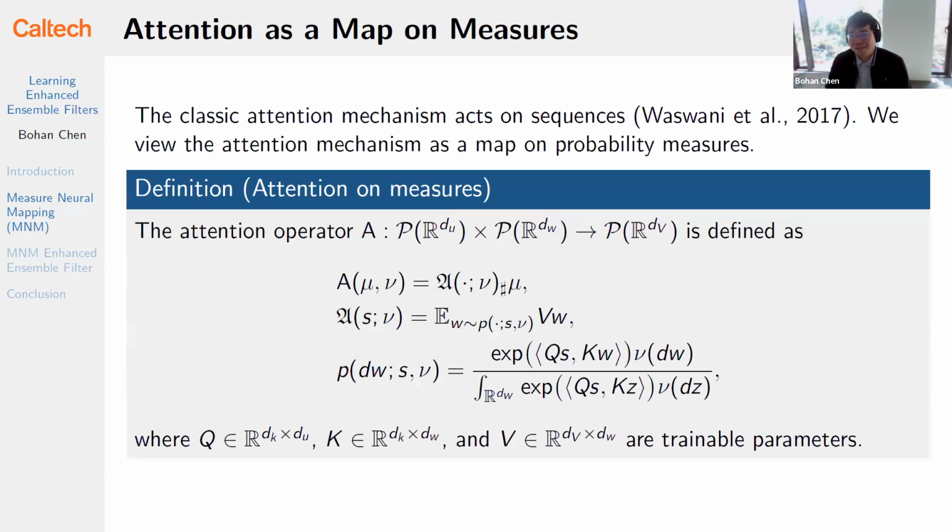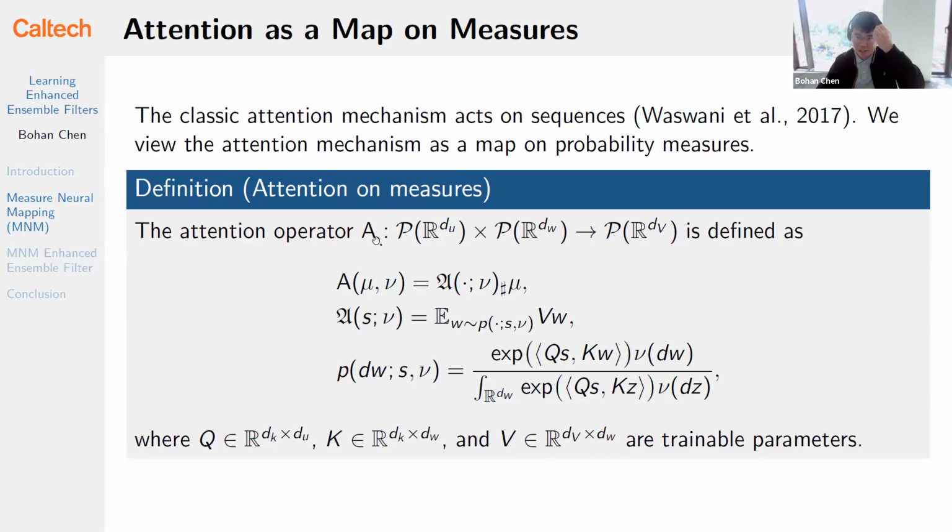The idea here is we want to use the attention mechanism to design a map on probability measures. The classic attention mechanism is acting on sequences. And now for large language models, it's still based on the attention mechanism. It deals with a sequence as an input, and it can output the next token prediction. Here, we extend the definition of attention on sequences to attention on probability measures.